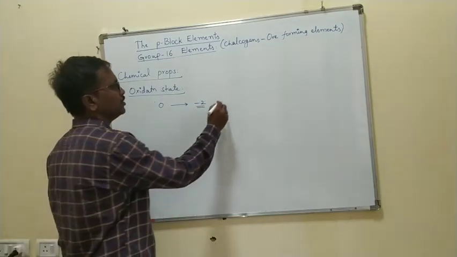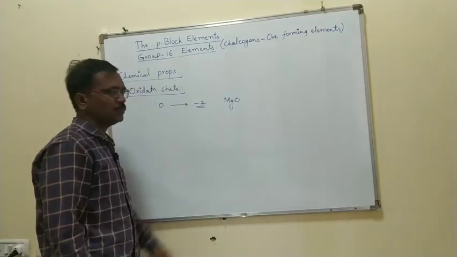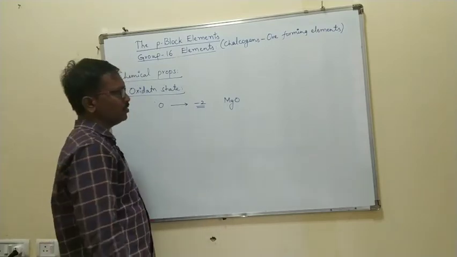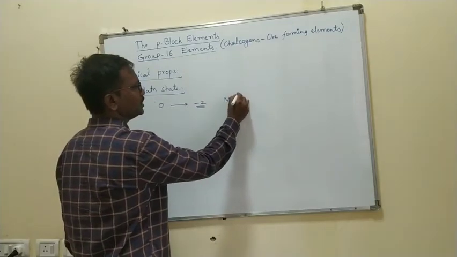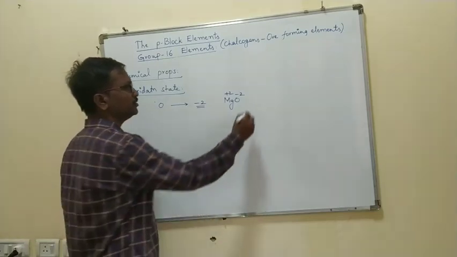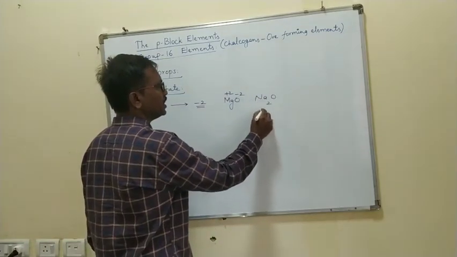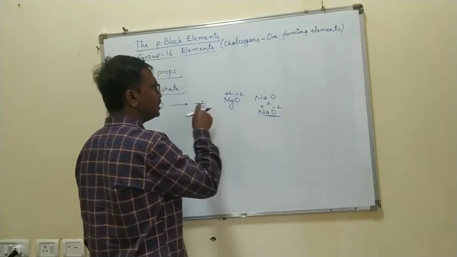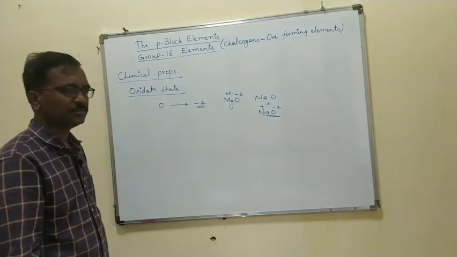Take one example, magnesium oxide. How do you write magnesium oxide? MgO. Why is it MgO? Generally oxygen shows -2 here and magnesium +2. Sodium oxide, Na2O: Na plus and O minus 2. So the general oxidation state of oxygen is -2.